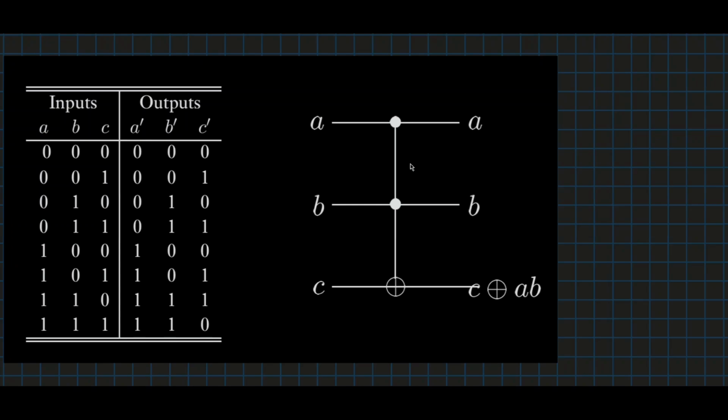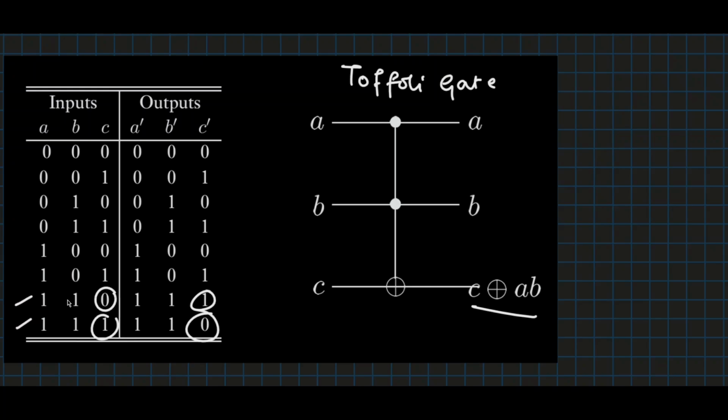So this circuit here represents a Toffoli gate, where we have two control qubits and one target qubit, and the NOT operation will only work on the target qubit if both the control qubits are 1. The truth table of the Toffoli gate is given here, and if you see the last two entries, the target qubits are flipped from 0 to 1 and 1 to 0 only when both the control qubits are set to 1.